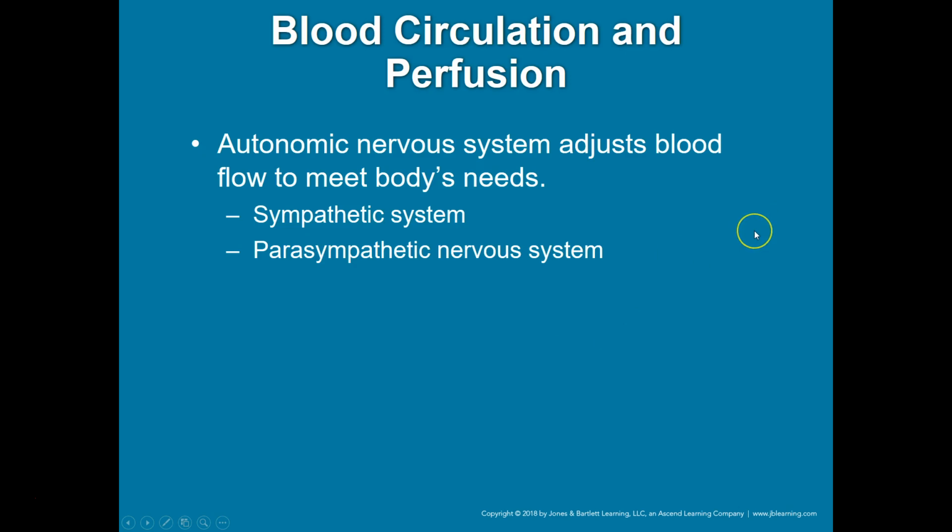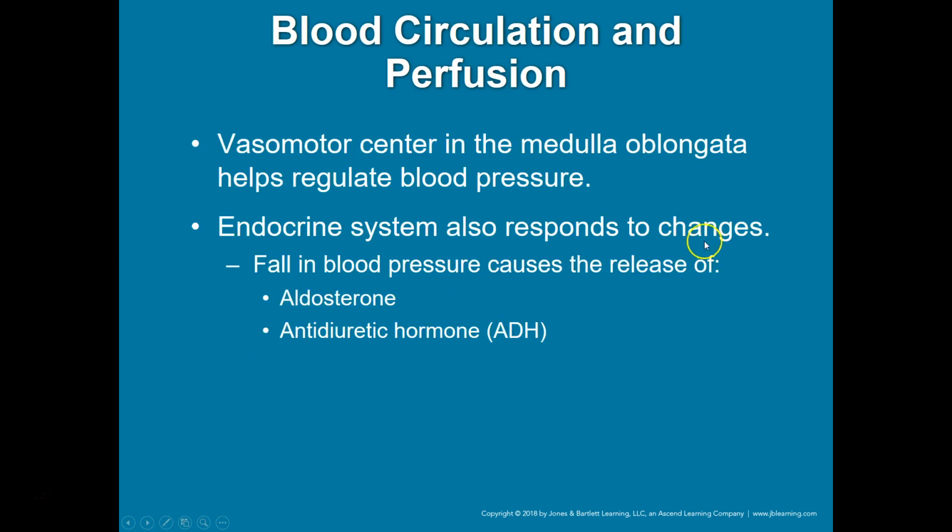The autonomic nervous system adjusts blood flow to meet the body's needs, either through a sympathetic or a parasympathetic response. The vasomotor center in the medulla oblongata helps regulate your blood pressure. And the endocrine system will also respond to changes. So aldosterone, ADH, antidiuretic hormone, falls in blood pressure will create the release of those two hormones to help stabilize, which would technically be through a negative feedback loop.